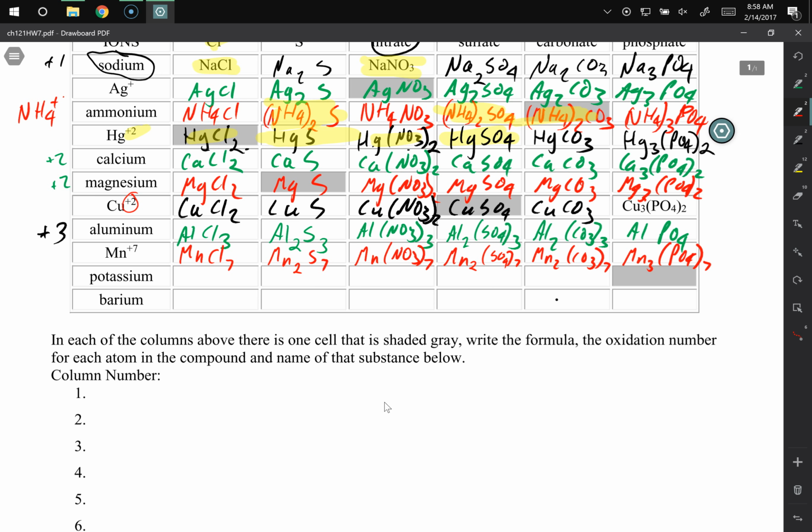That last one is kind of interesting. What's the least common multiple between 3 and 7? 21. So I need 3 plus 7s to get me up to 21, and I need 7 minus 3s to get me up to 21, and then they'll cancel out.